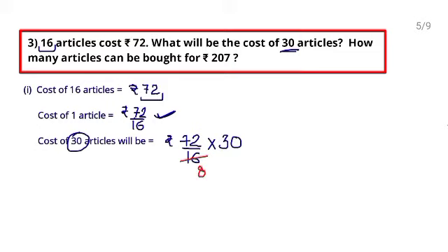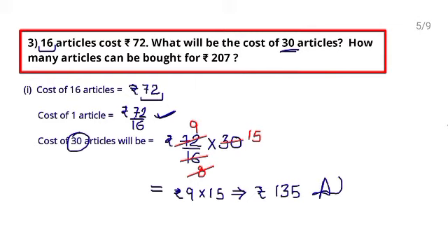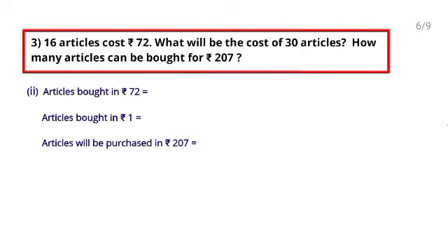2 8s are 16, 2 1s are 2, 2 5s are 10. This 8 and this 72 both are divisible by 8. 8 9s are 72. Now solve it. Rupees 9 multiply 15. 15 9s are 135. So the cost of 30 articles is ₹135. This is your answer. Now let's move to its second part.